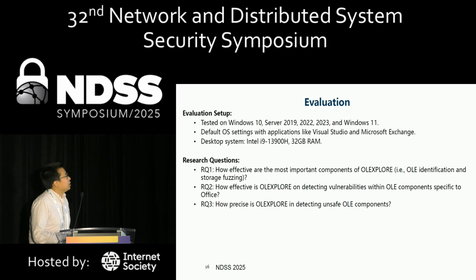So they evaluate their approaches on Windows 10, Windows Server 2019, 2022, 2023, and Windows 11. They set the default OS settings with applications like Visual Studio and Microsoft Exchange, and they use a desktop to run this experiment. They aim to answer three research questions, right?